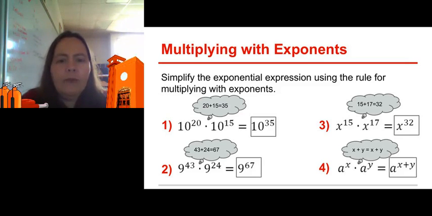In the third one, we have x to the 15th times x to the 17th, excuse me. So 15 plus 17 is 32. Then we have a to the x times a to the y. Well, x plus y is nothing but x plus y. So we can't write that any simpler. We just have to write a to the x plus y power.